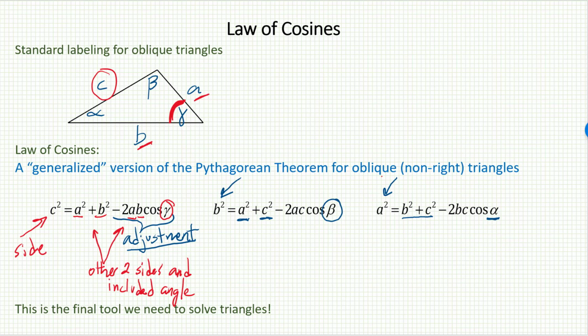In any given problem, you'll pick the version of the law of cosines that matches the information you are dealing with. The law of cosines is the final tool we need to solve any triangle.